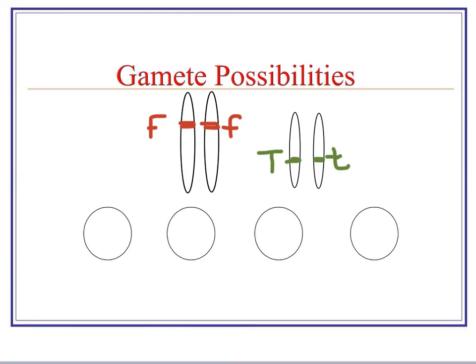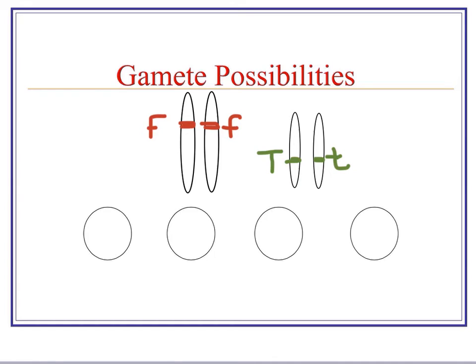To figure out how to set up the Punnett square, you need to know what the possible gametes are. Because each gamete is going to receive one of the chromosomes from this pair, so one F allele, right? One allele for freckles or no freckles, and one chromosome from this homologous chromosome pair, so one of the alleles for the tongue rolling, you need to look at the different combinations.